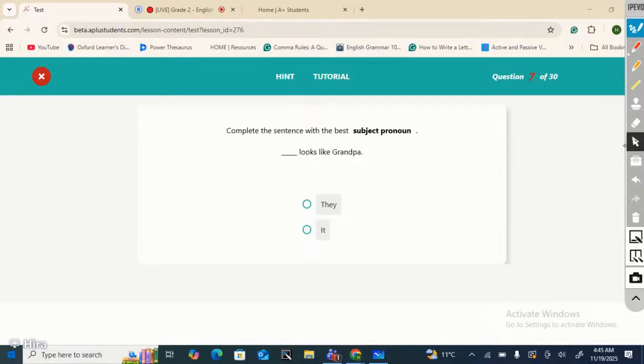The subject pronoun which is singular is it. They is a plural subject pronoun. We cannot use it because the verb is singular, ending in s. It is the singular subject pronoun. It looks like grandpa.